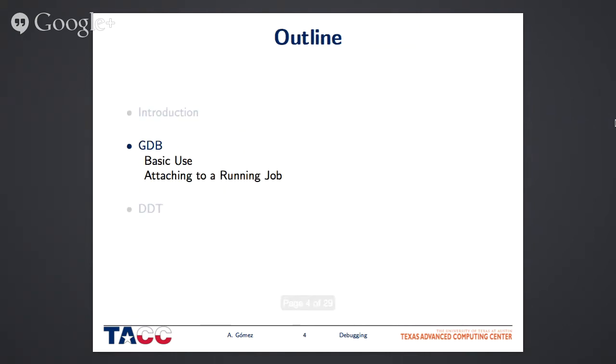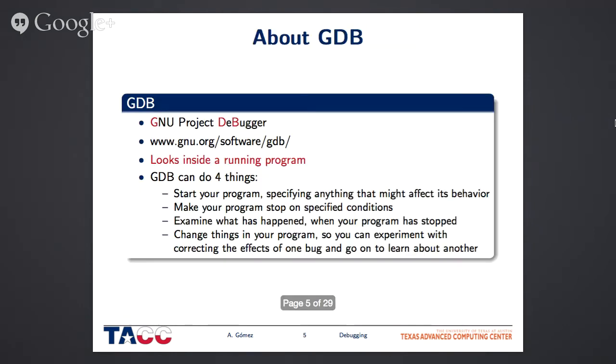Okay, so in any Linux or Unix machine, you're going to have at least GDB. GDB is the GNU project debugger. As I said, you have it in every Ubuntu or here in the Stampede machine. This is the link where you have more information about it. It basically looks inside of a running program, and it will tell you what's going on.